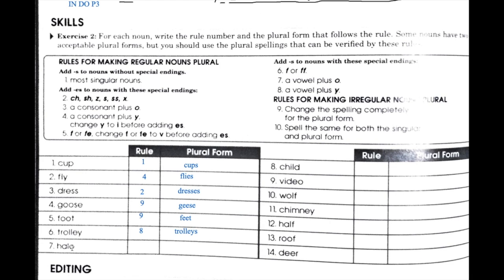Halo. Well, it ends in an O. Okay, let's look at rule number 3. Rule number 3 says it has a consonant plus O. It does. L is a consonant plus O. That means we need to add ES. Halos. Number 8, child. Child is just a completely irregular noun. We're going to follow rule number 9. And the plural of child is children.